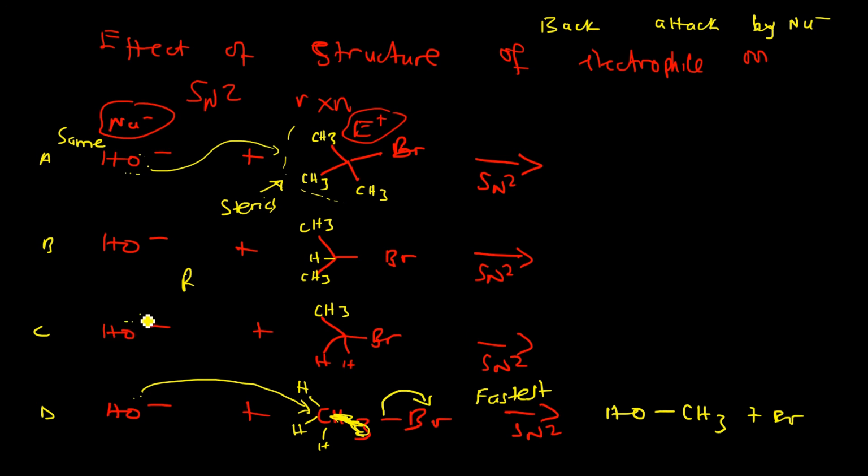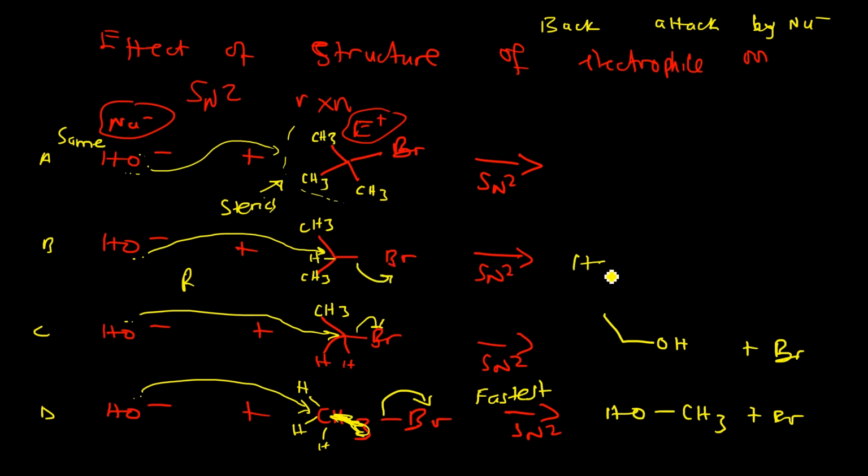Here you will do the same thing, but the reaction will be slower than D. One would expect the product to be that plus Br. All these are assumed SN2s. If this happens, because that's a secondary carbon, then you're going to get that plus Br. Here I would expect no reaction.